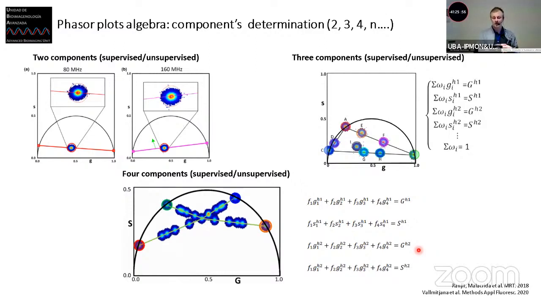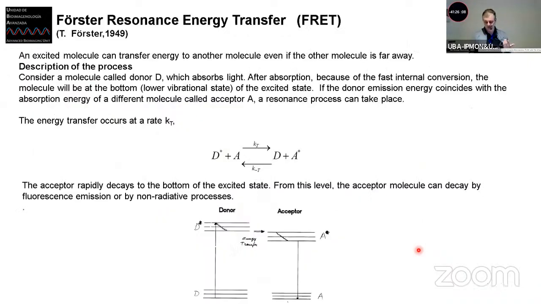And even more, they manage to do this in a blind way. They can obtain information up to 4 components without knowing what are the lifetime of each component or even the fraction of each component. And this will be something that he will introduce.